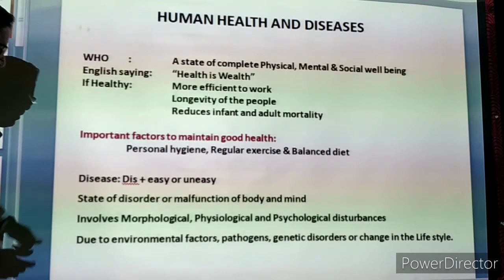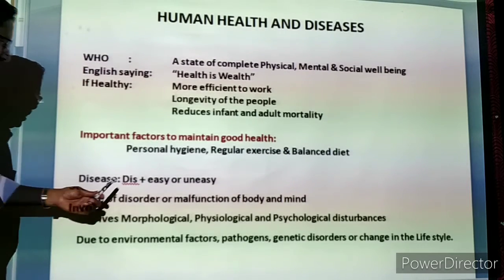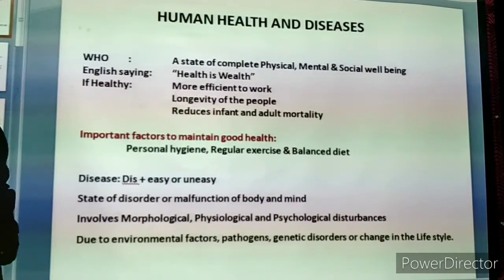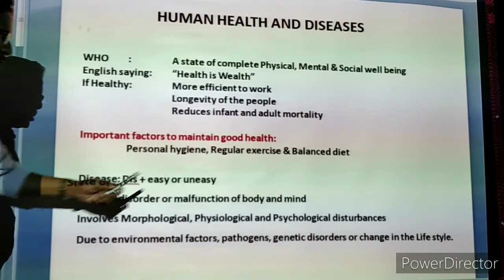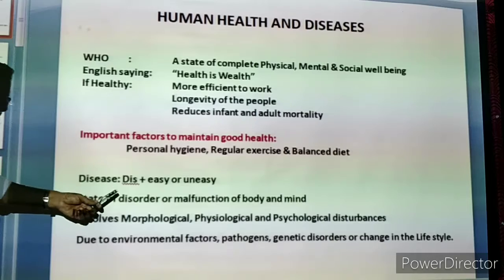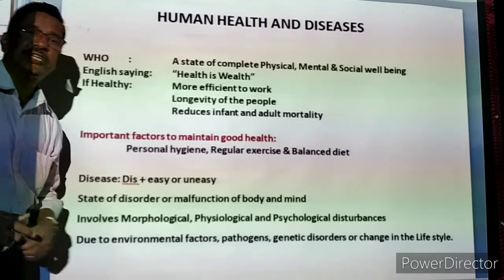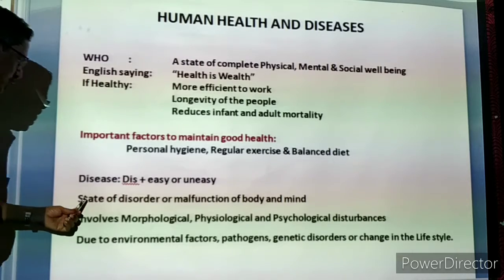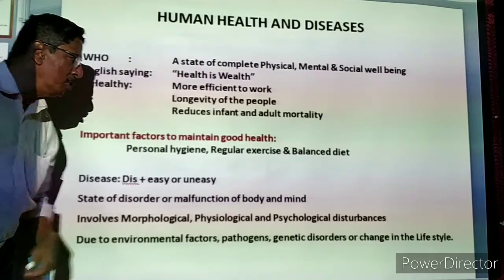Now what is the meaning of disease? Definition we have to say. It is the state of disorder. Our body is not in good condition. It is a disorder or malfunction of body and the mind. I already told you the three conditions. Physically we have to be alright. Mentally we have to be alright. And socially we have to be alright. So body and mind will be having disorder. That means they are not working properly. They are malfunctioning. Malfunctioning means all the organs and systems are not working properly.